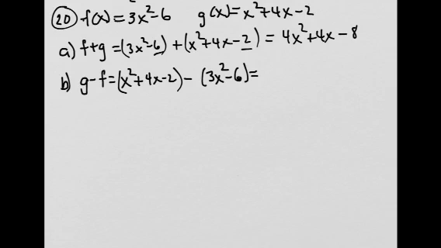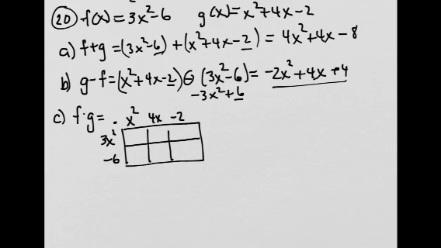Okay, so we're subtracting g minus f, so notice I put them already in the right order. That means we're going to change the signs of the second polynomial, so this becomes negative 3x squared plus 6, because we're distributing this negative. Now combine like terms, so you get negative 2x squared plus 4x, and I've got a 6 and a negative 2, so that's plus 4.